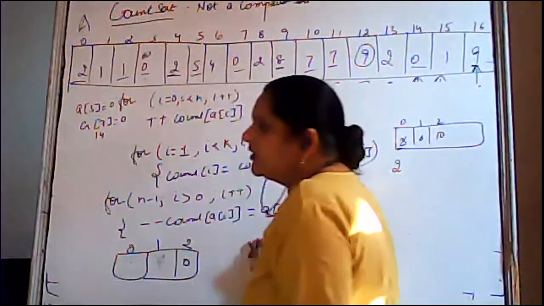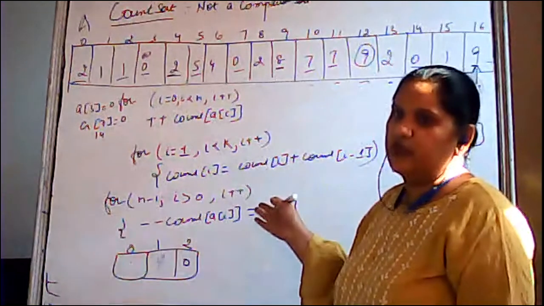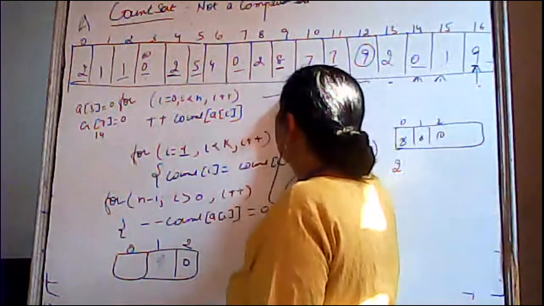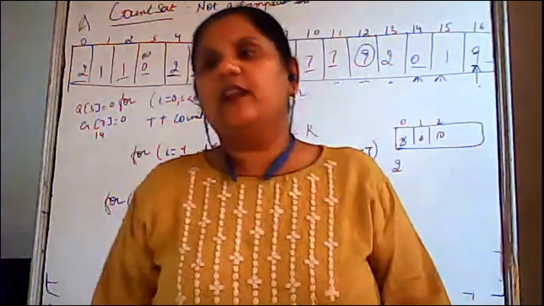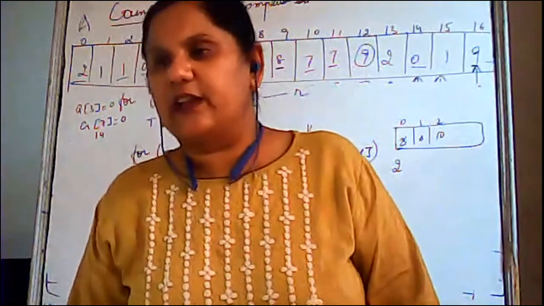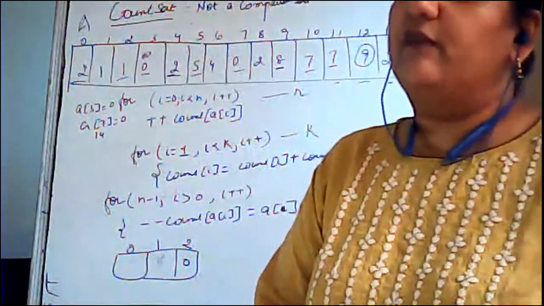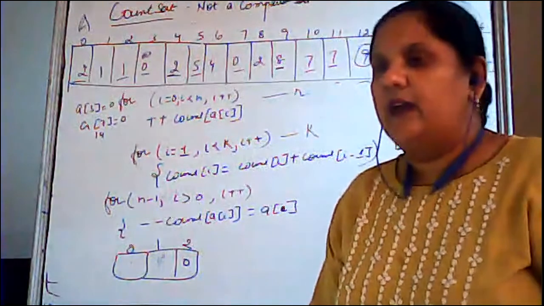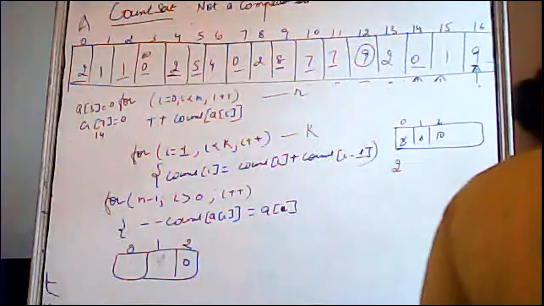After that, you will transfer the contents of the last array to the original array. So this loop is working for n times, and this one is working for k times. We are finding the count of k elements, so this loop works for k times, and the initial loop where we were counting the frequency of the individual numbers was for n times, because we have to scroll the list n times.